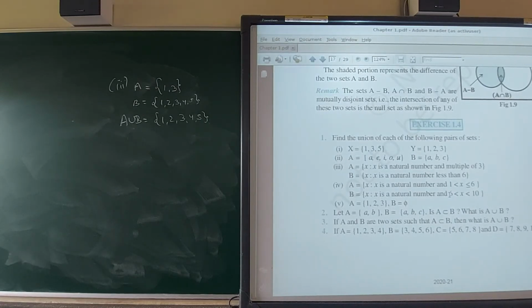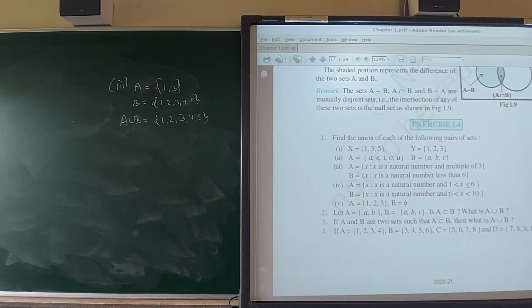Fourth one: A is the set of natural numbers between 1 and 6, and B is 6 to 10. So what is the answer? We have to take the union, so 1 to 10 complete, because 6 is the common part. So the answer of the fourth part is 1 to 10. Fifth one: A is the set of 1 to 3, B is the set of 5, and A union B is 1 to 3 and 5.